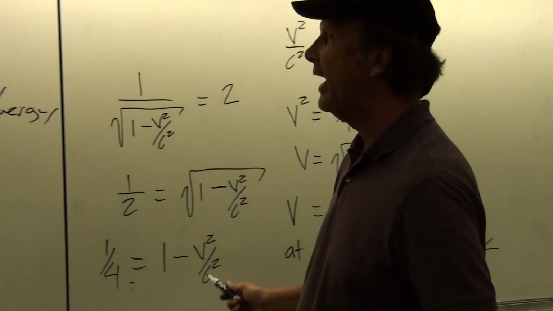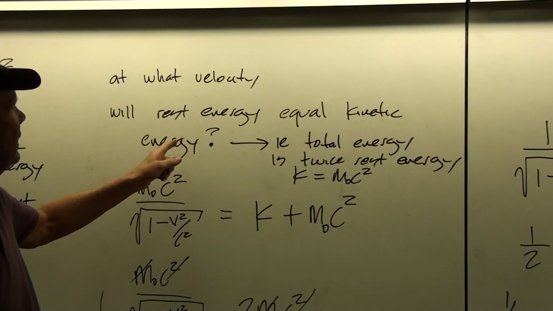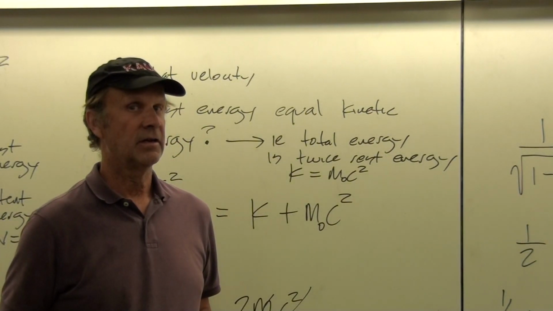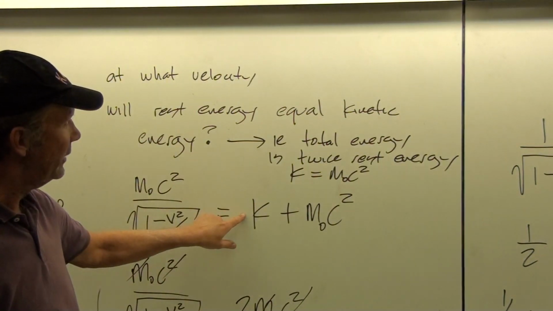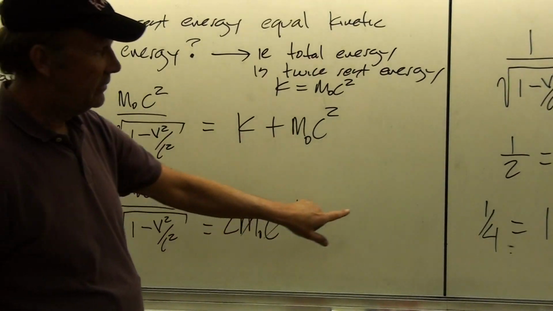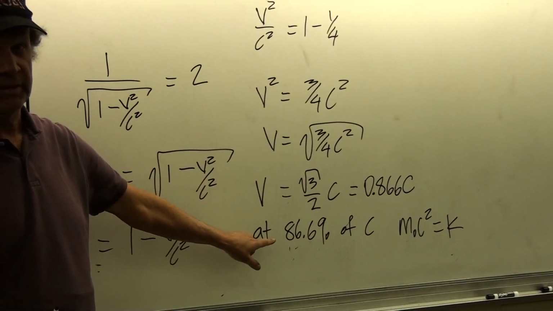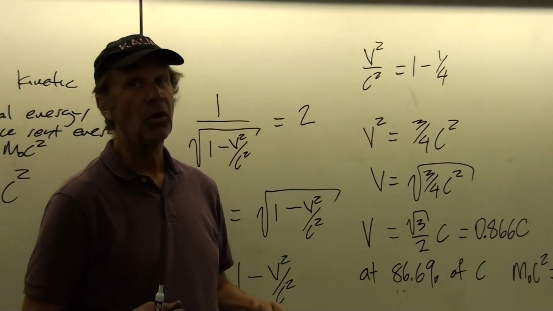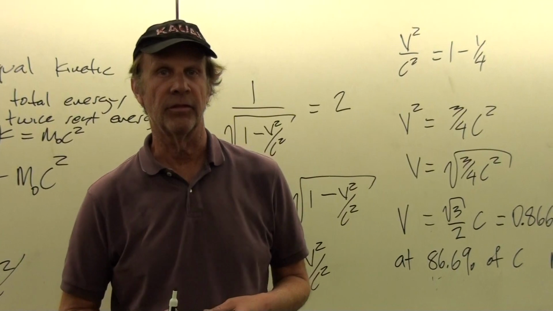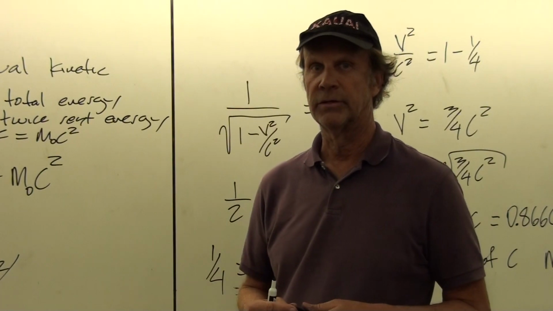If I had asked you at what velocity is the kinetic energy equal to twice the rest energy, then you'd put in 2 m naught c squared here. Here you put in m naught c squared. That would give you a 3. And that 3 would become a 1/3. That would become a 1/9. You could work the whole thing through. And so I could do that with any multiple, let's say, of the kinetic energy being that much more, for example, than the rest energy. And that, I think, would be a fair problem for a quiz or an exam.